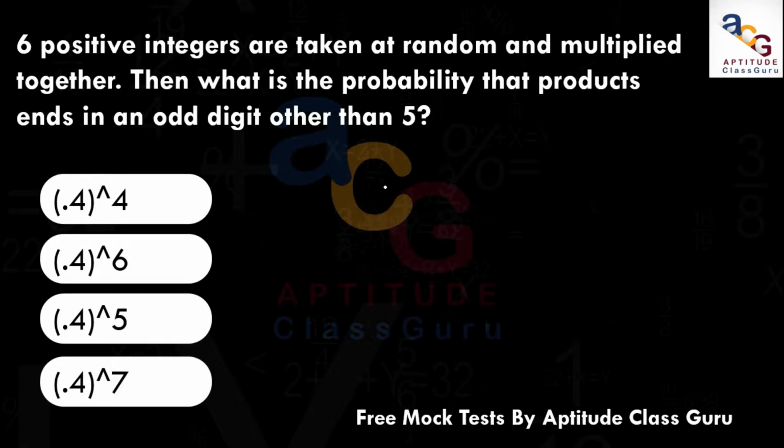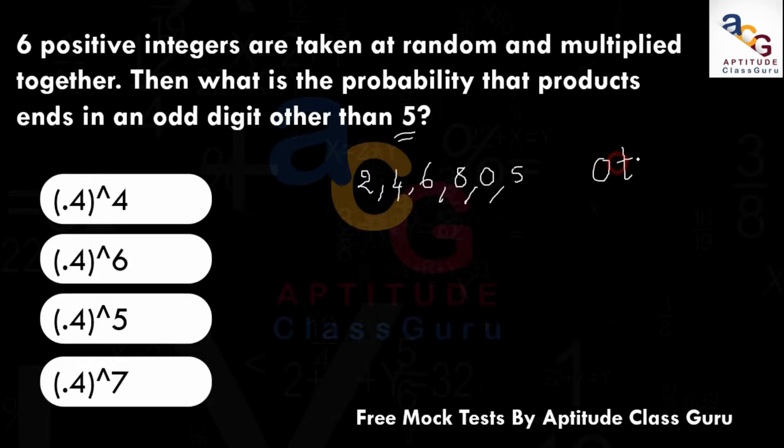In order to get the last digit as an odd number, we don't have to pick the even numbers. So 2, 4, 6, 8 need to be avoided, along with 0 also. Why? Because if you multiply any number with a number whose digit ends with 0, it will become an even number. So 5 numbers were eliminated. Along with that, he is asking about other than 5, so we need not take 5 also.